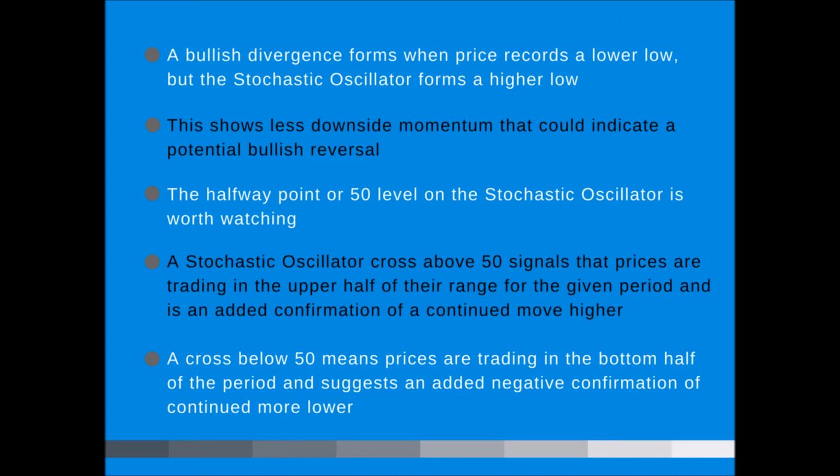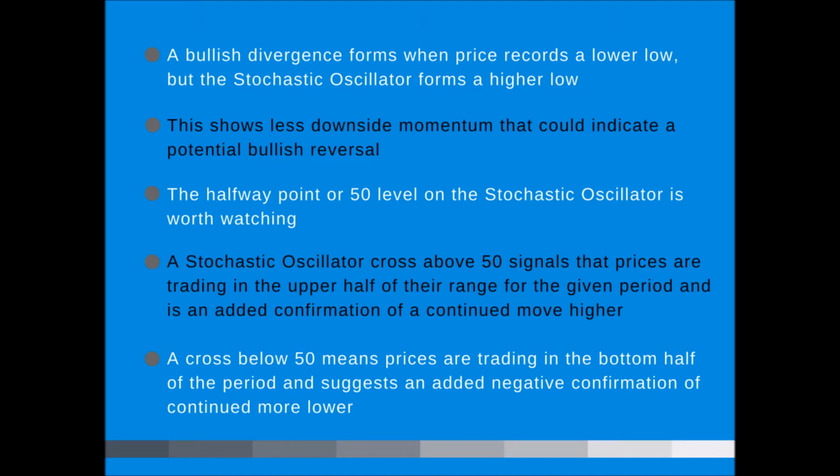The halfway point or the 50 level on the stochastic oscillator is also worth watching. A stochastic cross above the 50 signal, so let's say you've been seeing the market trend lower, but you're getting a bullish divergence. You're seeing the stochastic oscillator starting to trend higher against the price trend, and then you see the oscillator cross back above the 50 line. This signals that prices are trading in the upper half of the range for the given period. It's an added positive signal or confirmation of a continued move higher.